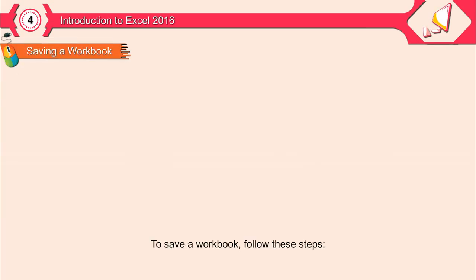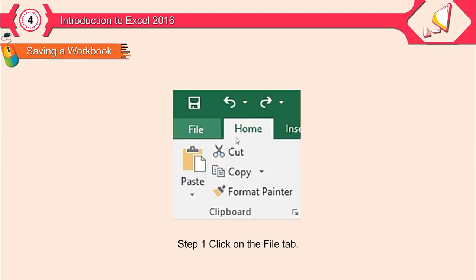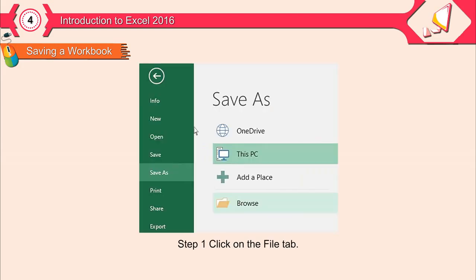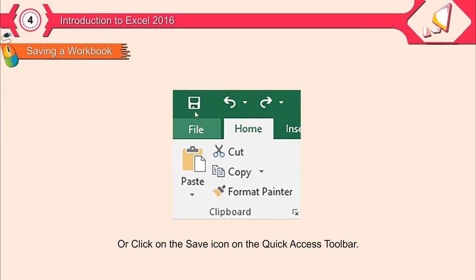To save a workbook, follow these steps. Step 1. Click on the File tab. Step 2. Click on the Save option from the left pane, or click on the Save icon on the Quick Access toolbar.